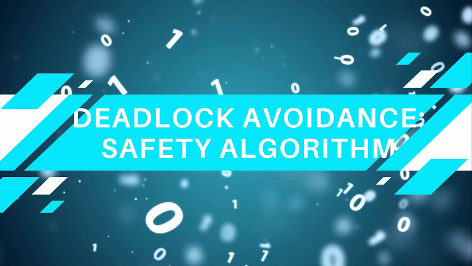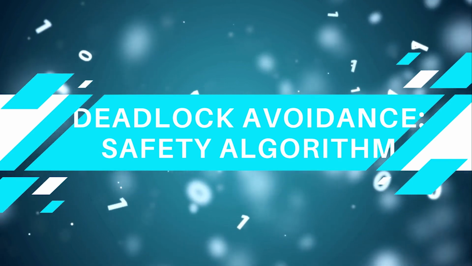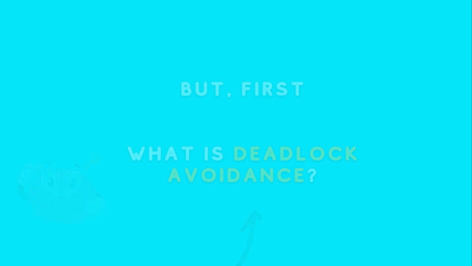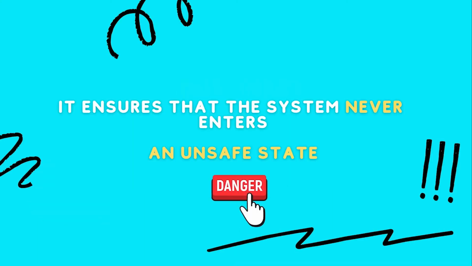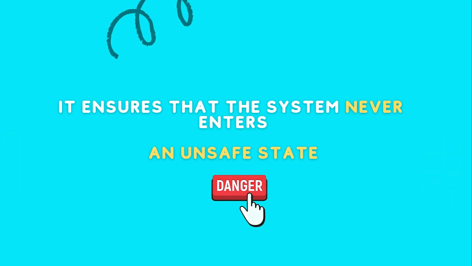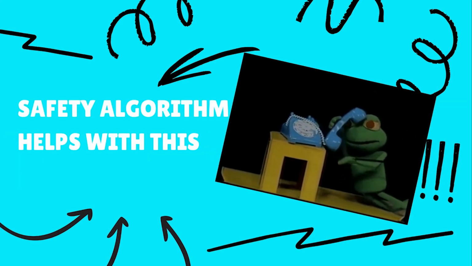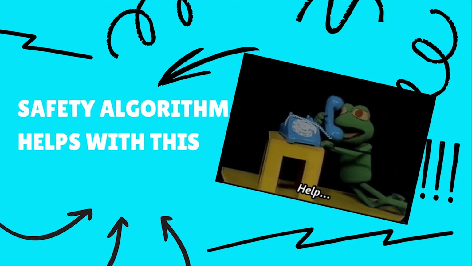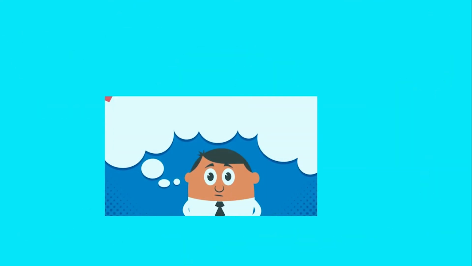I'm Megla, and I'll be talking about safety algorithm in deadlock avoidance. But before we get there, what is deadlock avoidance? So, what deadlock avoidance does is that it ensures that the system never enters an unsafe state. Okay, so safety algorithm is something that helps with ensuring that the system never enters an unsafe state.